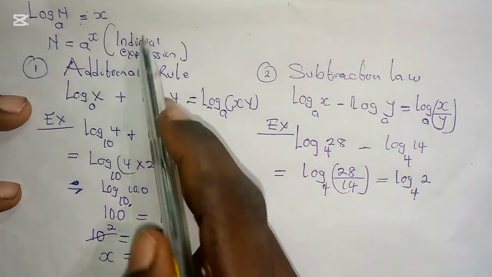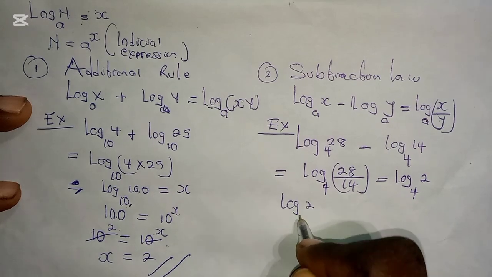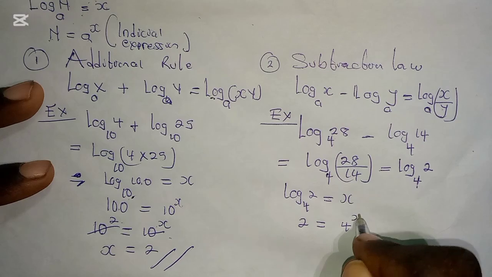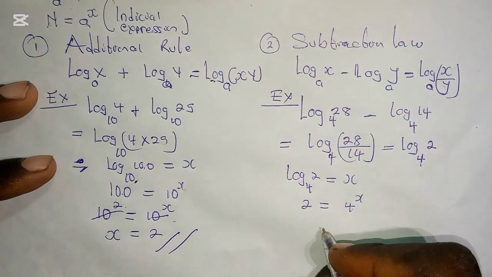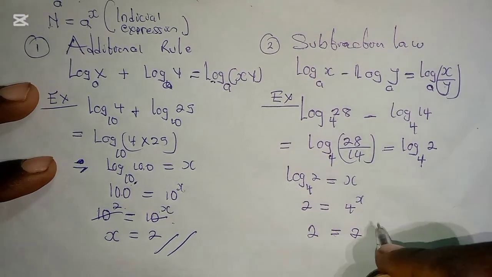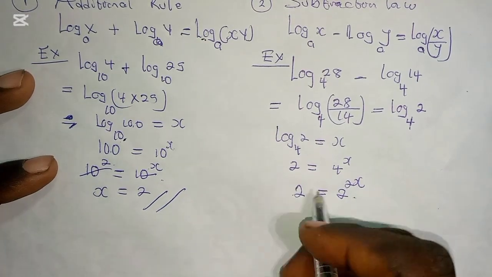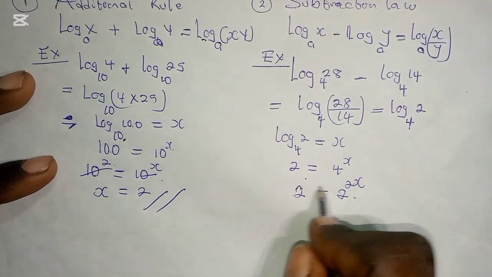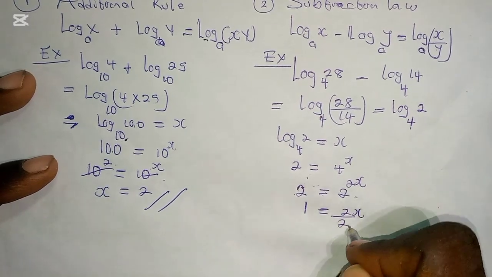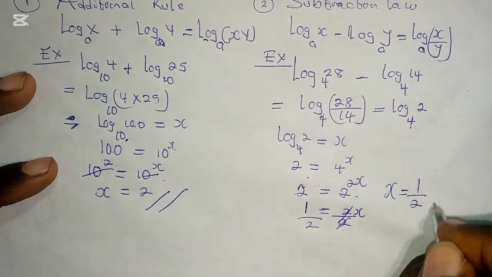Now let log 2 base 4 be equal to x. So we have 2 equals 4 raised to the power of x. Now let's equate the base. So we have 2 equals 2 raised to the power of 2x. Since the bases are equal, we are left with the power of 1, so equating the powers, we have 1 equals 2x. Dividing both sides by 2, we have x equals 1 over 2.